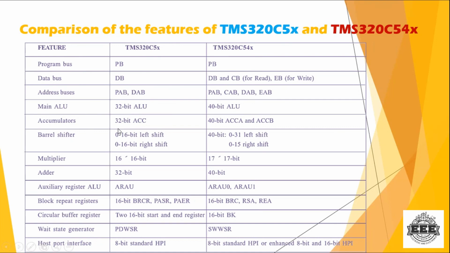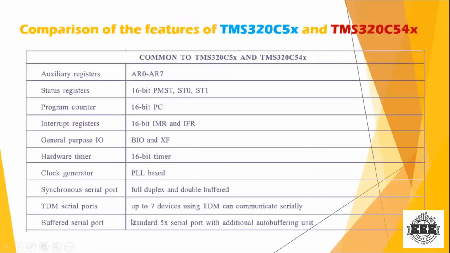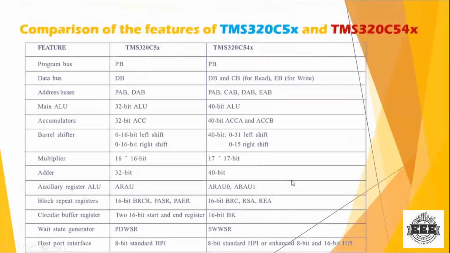Here the accumulator is also 32-bit, there 40-bit, and two accumulators will be present, accumulator A and accumulator B. Then the barrel shifter is 16-bit, whereas here it will be 40-bit. The multiplier is 16-bit, here it will be 17-bit. The adder is 32-bit, here it will be 40-bit in the 54x processor. Only one auxiliary register will be presented in the 5x processor, whereas two registers will be presented in the 54x processor, auxiliary register 0 and auxiliary register 1.